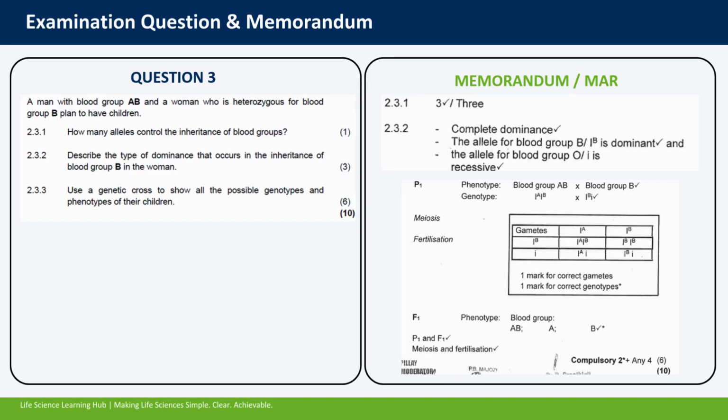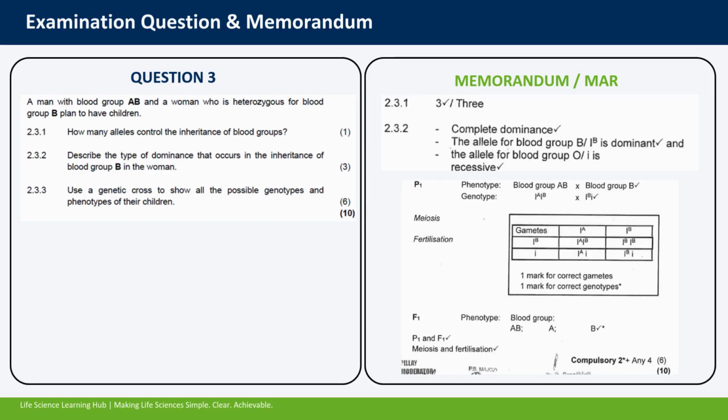The next question says, describe the type of dominance that occurs in the inheritance of blood group B in the woman. Now, focus on what it says. A man with blood group AB and a woman who is heterozygous for blood group B. Heterozygous for blood group B. Now, if you think back to our summary, it had a little block, and on the block it said that there's 2 options for types of dominance, either complete dominance or codominance. And we know that the codominant option is blood group AB, and this woman is blood group B, so the codominant option doesn't apply here, which means it has to be complete dominance.